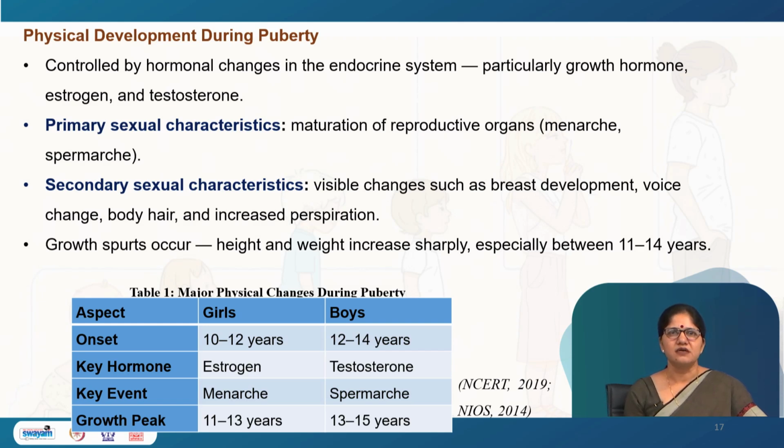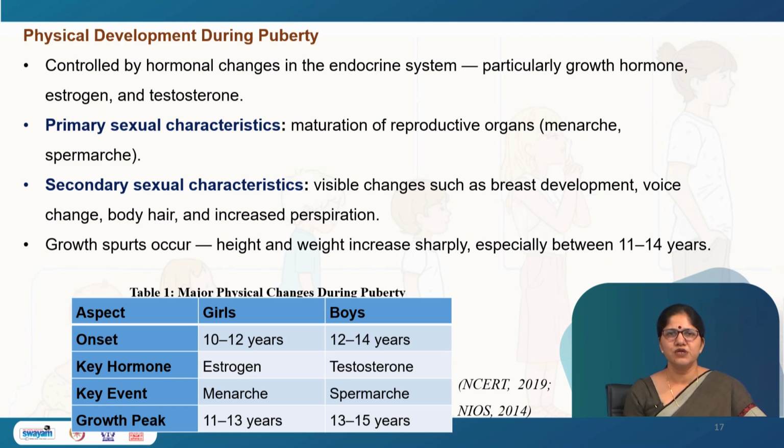Growth spurts occur. Height and weight increase sharply, especially between 11 and 14 years. The major physical changes are explained through a table. Onset is at 10 to 12 years for girls and 12 to 14 years for boys.